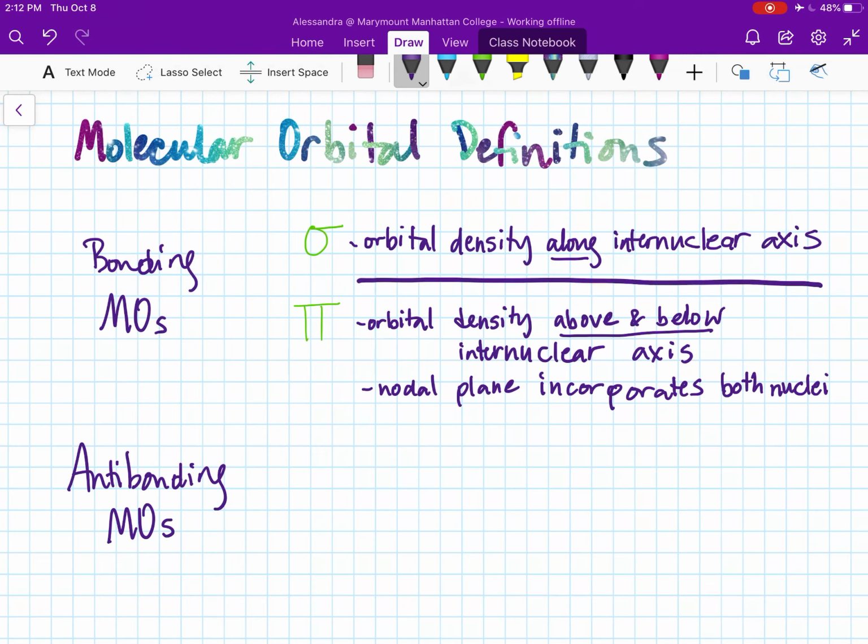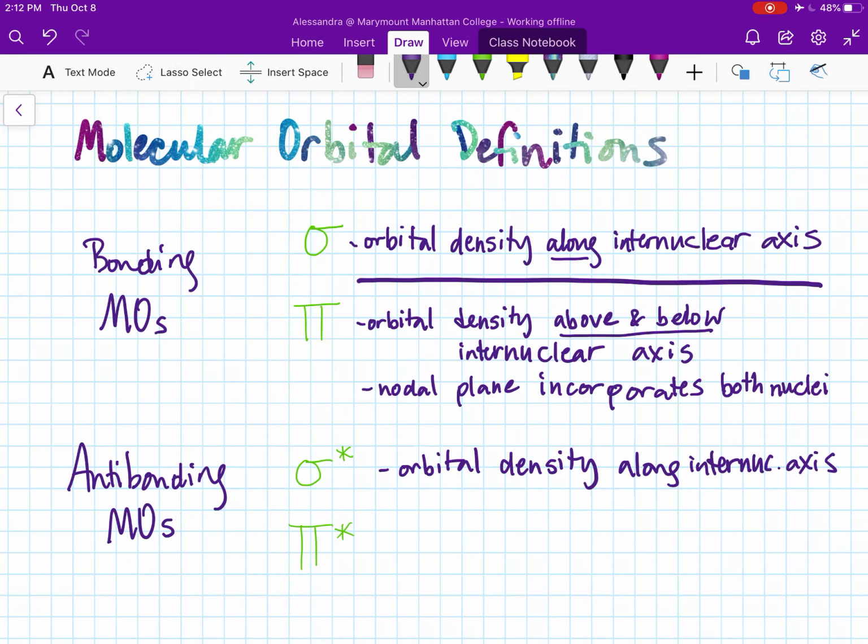Now, the same goes for anti-bonding molecular orbitals. Of course, those we denote with a star, so sigma star and pi star would both be anti-bonding molecular orbitals. And here, the same thing is the case. The orbital density is along the internuclear axis. So it's the same situation, except that you have a node that is perpendicular to that internuclear axis. All right, I will draw that in just a moment.